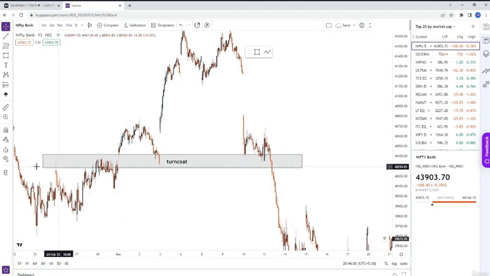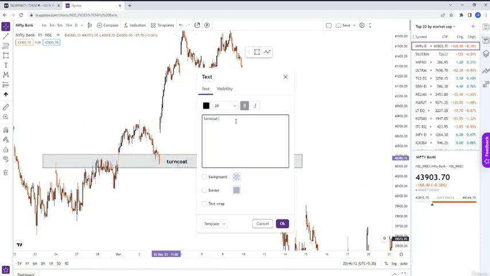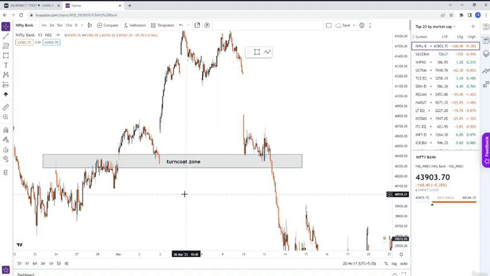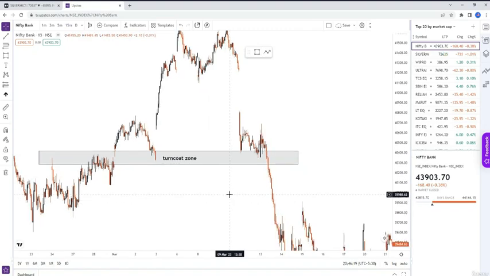So you see here, this is the area that acted like a turncoat resistance area. I simply write it like a turncoat. This is a turncoat zone for me, and you will see this most of the time in my charts. A turncoat zone means a very, very important zone.